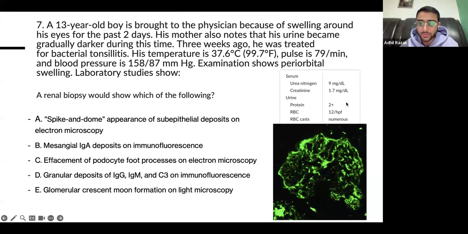Very, very straightforward vignette. The answer is D. It's granular deposits of IgG, IgM, and C3. What do you think is the diagnosis?